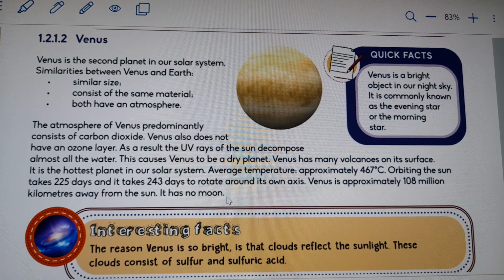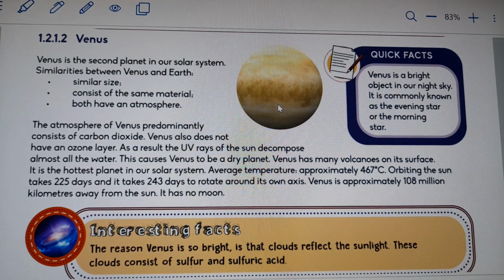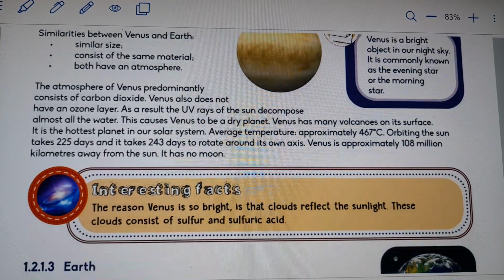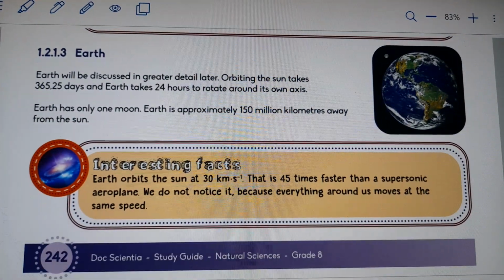So Mercury and Venus don't have a moon. Quick fact: Venus is a bright object in our night sky. It is commonly known as the evening star or the morning star. Okay, so Venus is the brightest. So we are done with planet number 2.